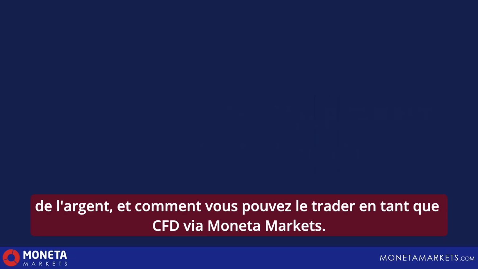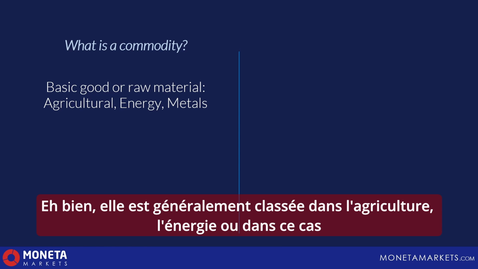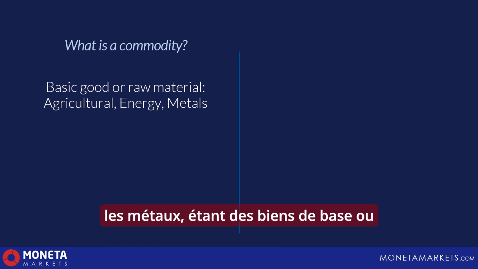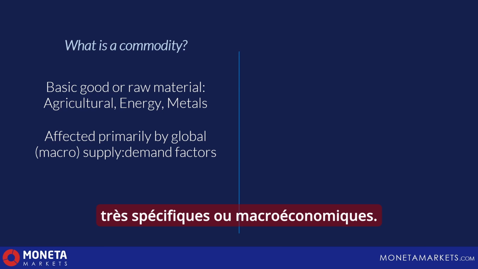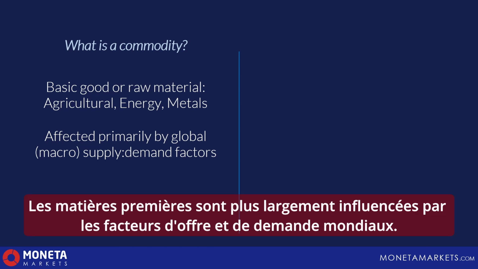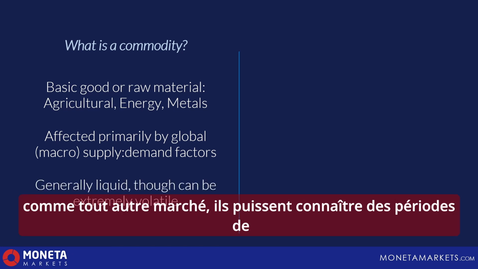In this video we're discussing commodities and more specifically silver and how you can trade it as a CFD through Moneta Markets. So what is a commodity? Well, typically it's categorized into agricultural, energy, or in this case metals, being basic goods or raw materials, as opposed to equities, which can be affected by very specific or microeconomic factors. Commodities are affected more broadly by global supply and demand level factors typically. As major markets, they are generally liquid, though of course, like anything, they can have periods of exceptional volatility.